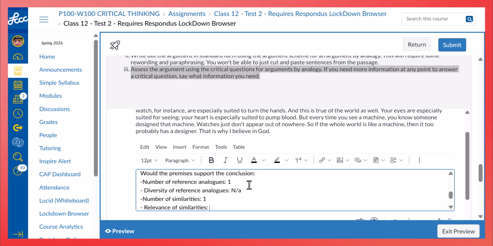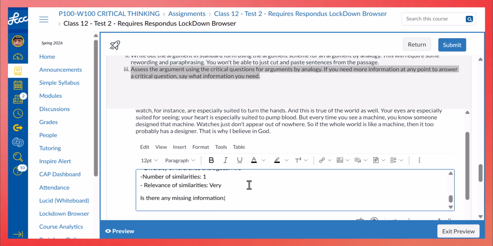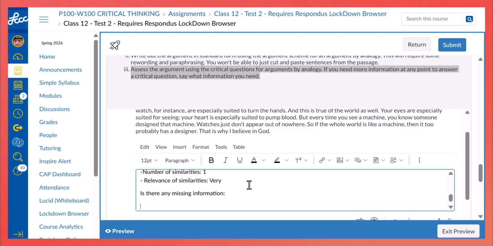Right now, really, our only experience of things that have a purpose that we can confirm are things that were built by people. I do want to get down to missing information. When it comes to missing information, the relevant question is, are there any dissimilarities? Any differences between the reference and the target analog that are being glossed over by the person giving the argument?